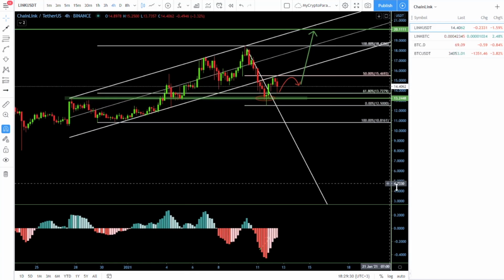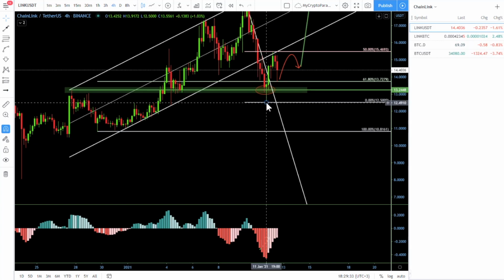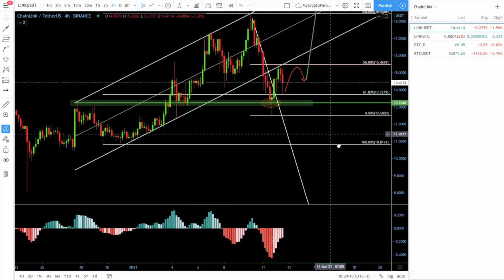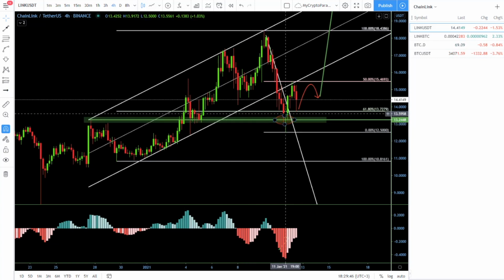Now, in regards to the downside potential, if we break lower below this low, bulls are likely to give up, and only then we are going to go lower, potentially towards the $10 level. But in this sort of price action, it's still a bullish case.